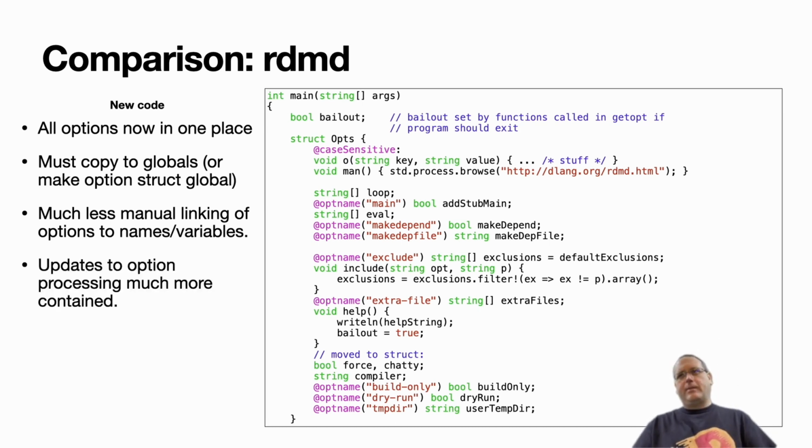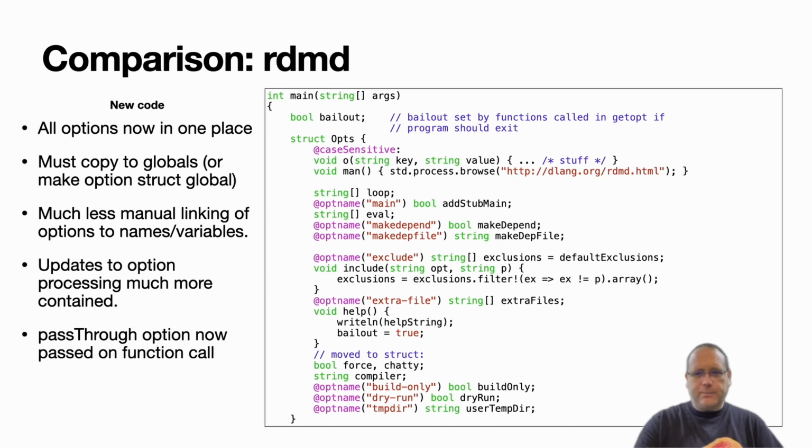Another benefit is it gives me one place to deal with option processing. I don't have to look all over the file. I don't have to look all over the program. I just look in this one spot and I know, okay, this is where all the options are processed. That's a nice thing when you're going to do maintenance on a program.